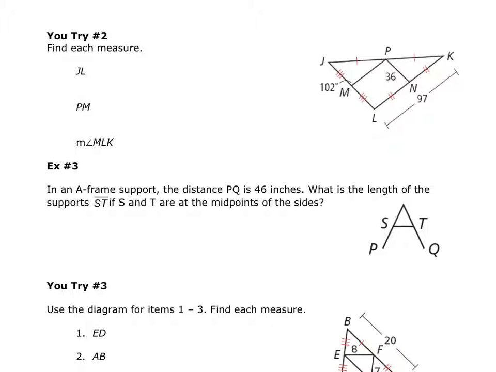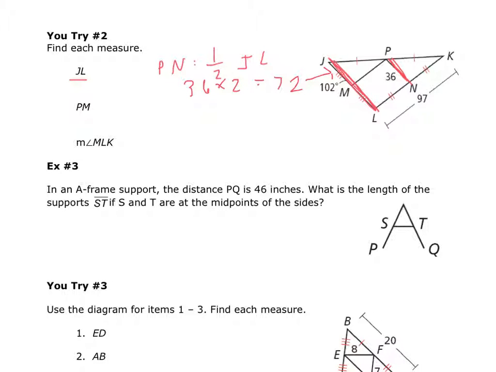Okay, so we want to find each measure in the triangle that it's provided us. The first one we want to find is JL. So we want to find this segment right here. Let's find a segment that's parallel to it. We know that PN looks to be parallel to it, and PN should equal 1/2 of JL. Since it's the small one, JL should be twice as big. Since PN is 36, we can just take 36 times 2 and get 72 for JL. Simple as that.